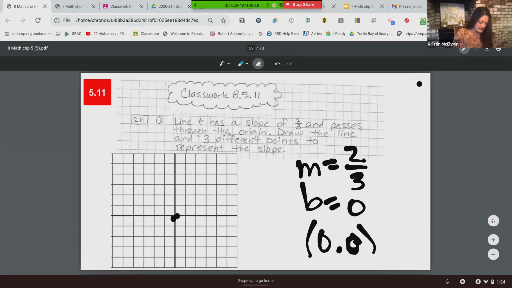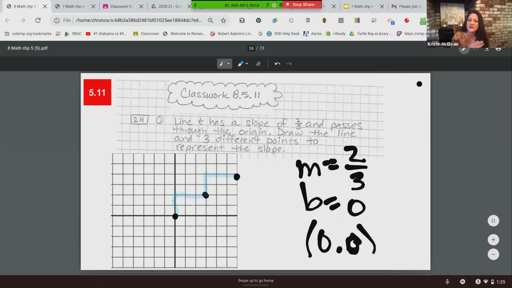Oh, I'm still on erase. There it goes. All right. So there is our b. It is at the origin of 0, 0. So for our slope of 2/3, it means we rise 2 and then run 3. So we're going to go up 2 and run 3. 1, 2, 3. That gives us our point. We'll do it again. 1, 2, 1, 2, 3. Okay, so that gives us 3 points, which is what it asked for.